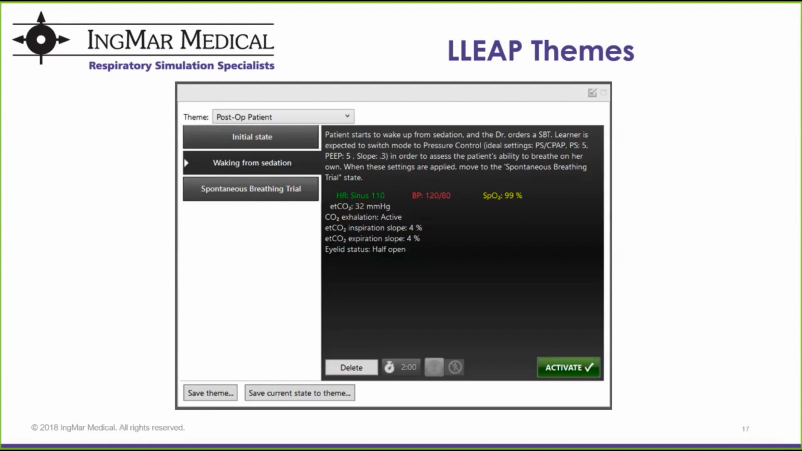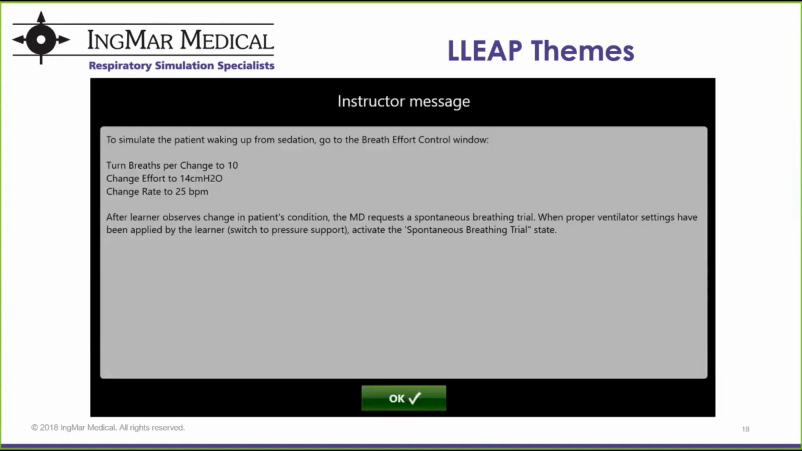Themes allow users to preset all of the parameters contained within the standard LLEAP windows, such as the patient's vital signs, so that these are combined into states that represent the patient's condition at a particular point in the scenario. Theme states also allow instructors to input notes on what to look for when the student begins making changes to the ventilator. This way, they are prepared to move to the next state when appropriate. If a change in the patient's respiratory parameters is necessary during the scenario, the instructor can be prompted to make these changes in the ASL windows as well.